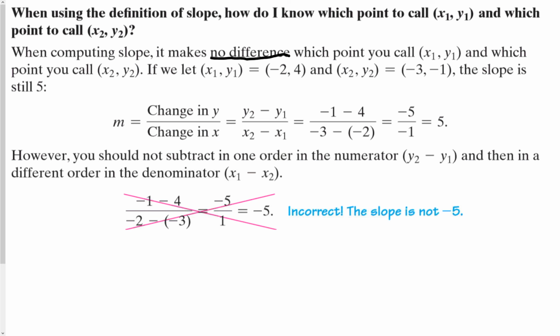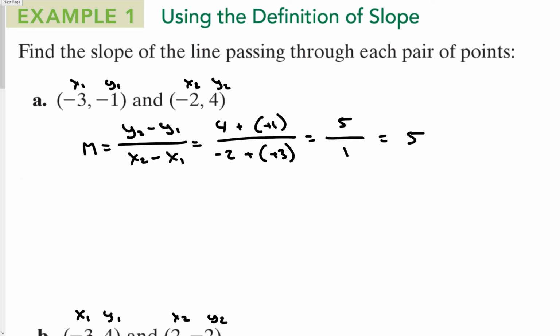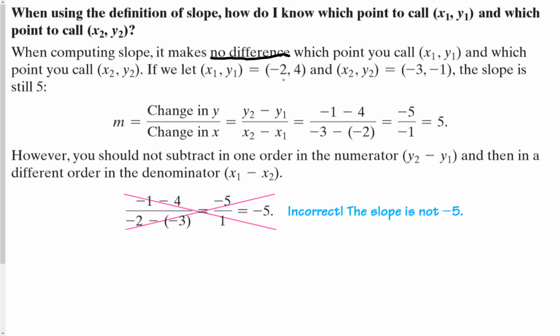Even though when we did it, we did this way, right? We called this one x1, y1, as opposed to negative 2 and 4 being x1, y1. So it doesn't matter. However, the biggest mistake you can make is to do this, y2 minus y1, x1 minus x2. So if you start with this point with the y coordinate, you must start with this point with the x coordinate. That's the only thing you really have to be careful of.